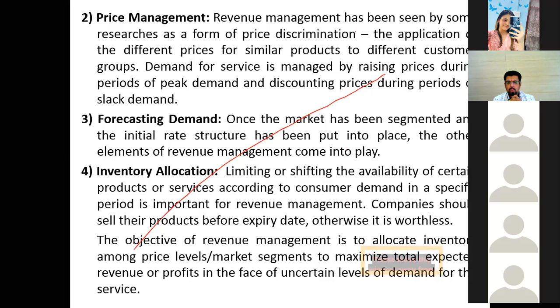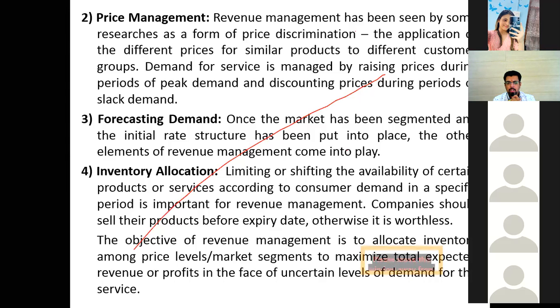So what exactly is forecasting demand? Once the market has been segmented and the initial rate structure has been put into place, the other elements of revenue management come into play. Whatever strategies you need to implement, you need to start some strategies to reach the forecast demand also. Then inventory allocation: limiting or shifting the availability of certain products or services according to consumer demand in a specific period is important for revenue management.